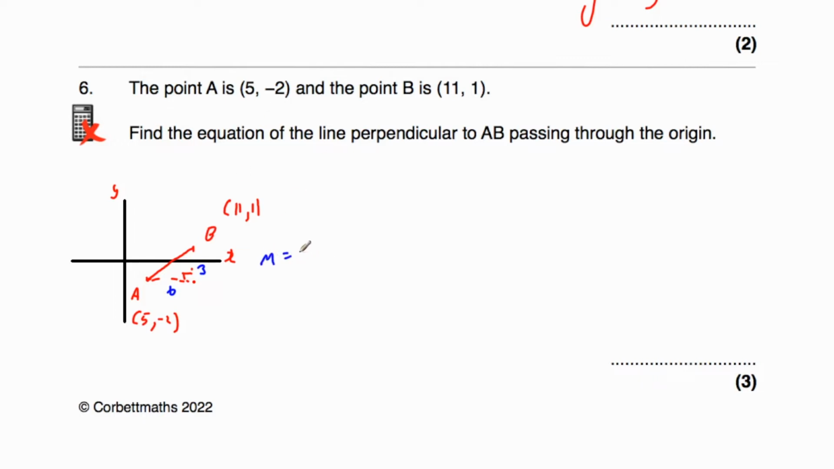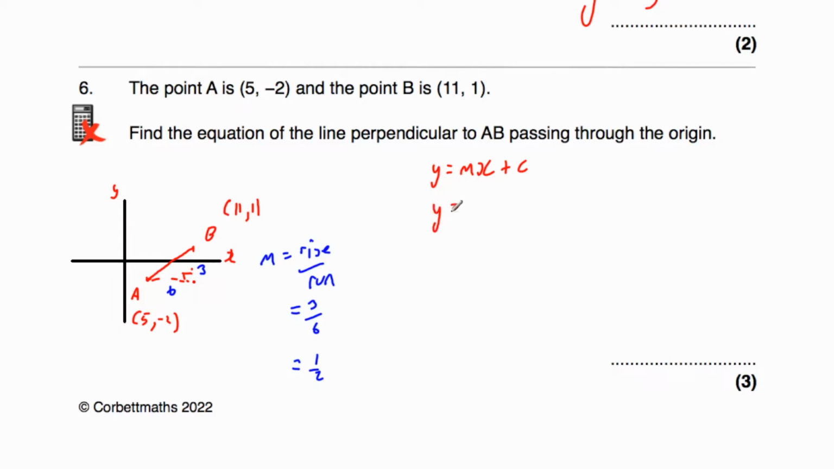So to get the gradient of this line, line AB, we're going to do m equals rise over run. The rise is equal to 3, the run is equal to 6, so 3 over 6 is equal to a half. So the gradient of this line is equal to a half. Now, in terms of the question, we're trying to find the equation of the line that's perpendicular to this. So y equals mx plus c. It's perpendicular to this.